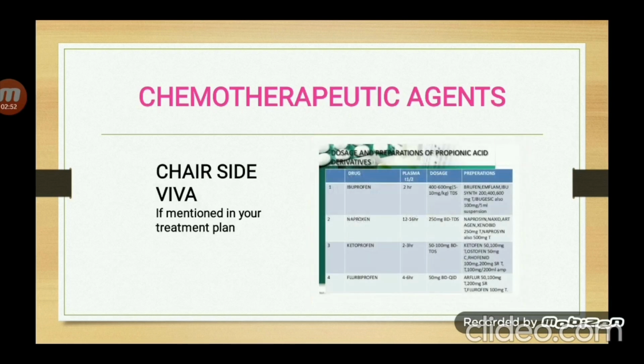Then these are some of the propionic acid derivatives. This is the NSAID, particular NSAIDs: ibuprofen, naproxen, ketoprofen, which we use for host modulation.